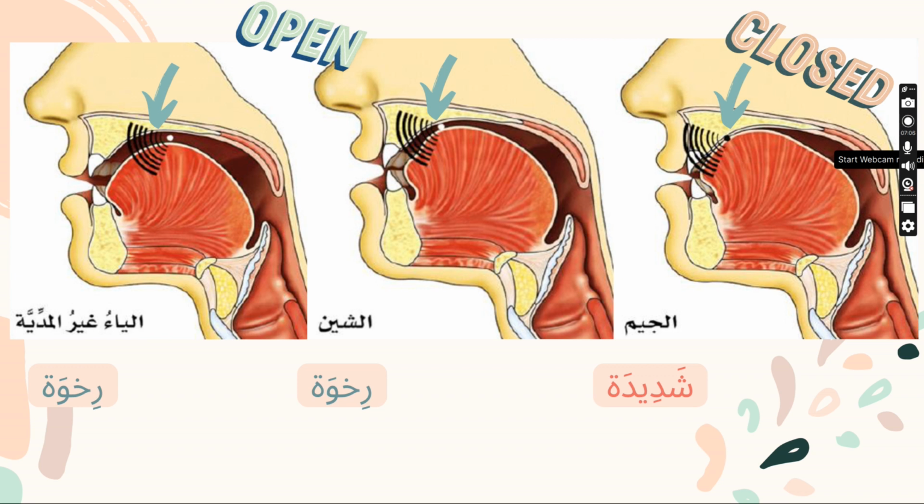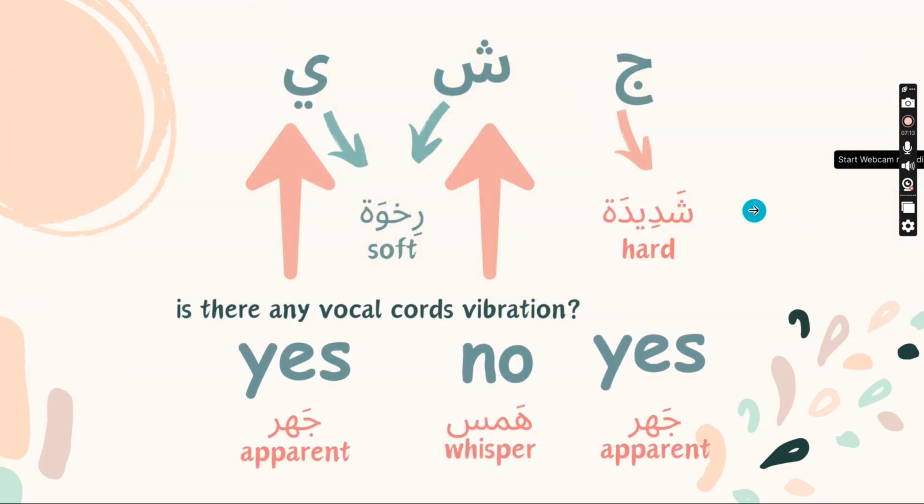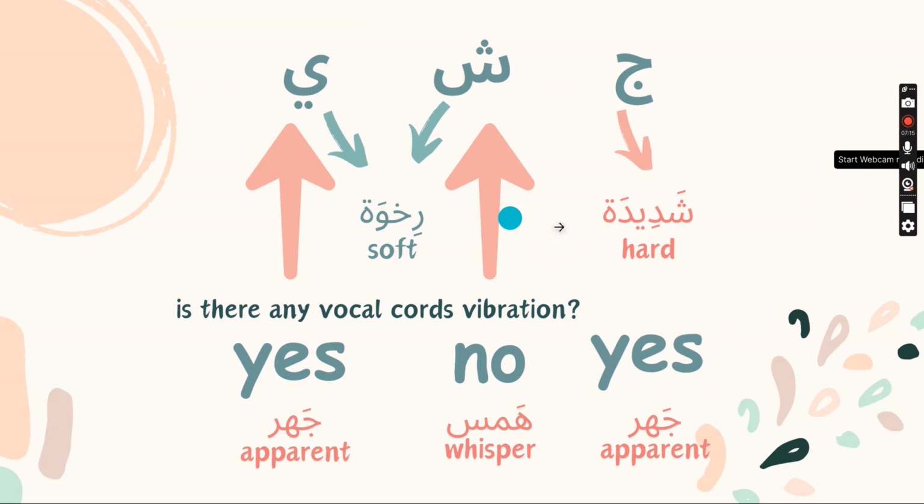Let's have another example. This is the conclusion: jim, sheen, and ya. The jim is shadida, it's hard, strong, and the sheen and the ya are soft. The sound runs, while with the jim, the sound just is stuck.